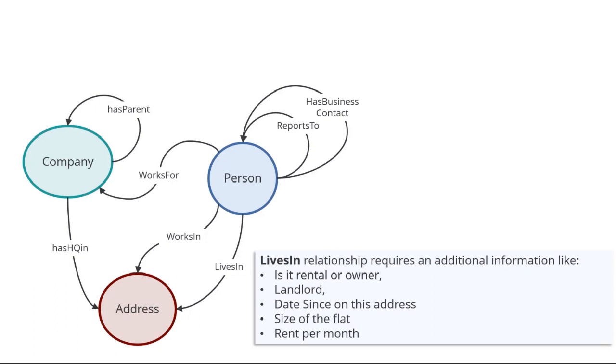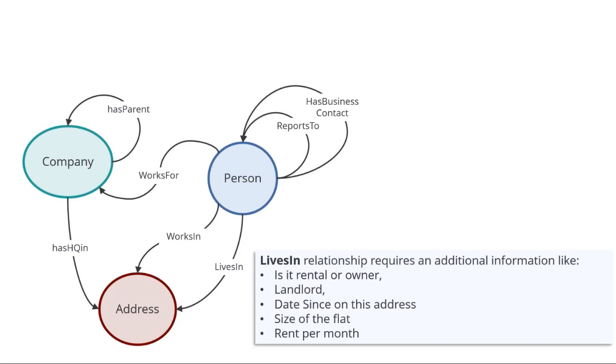So it is not enough just to have direct information about what the address is, but for example, if he's renting, or if he is the owner, who the landlord is, since when he's living at this address, size of the flat, rent per month, and stuff like this. So how is this being modeled in CluedIn?